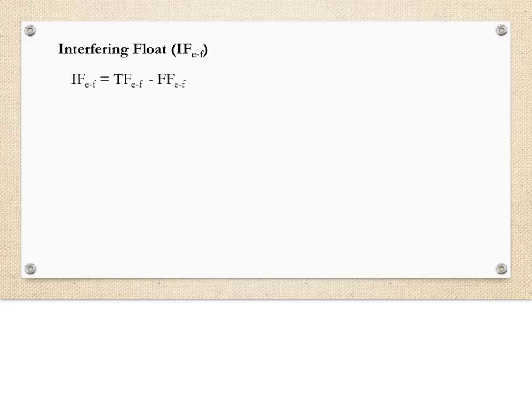Interfering float is simply the difference between the total and free floats. In our example, they are both 5 days, and thus no difference between the free and total float. So the interfering float is 0 days.